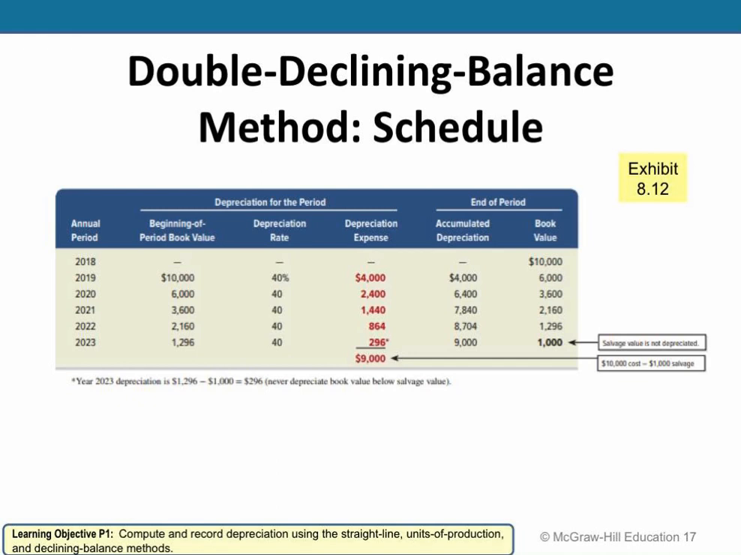So in the last year of the double declining balance, the depreciation expense taken is going to be whatever's left to make the salvage value the ending book value.